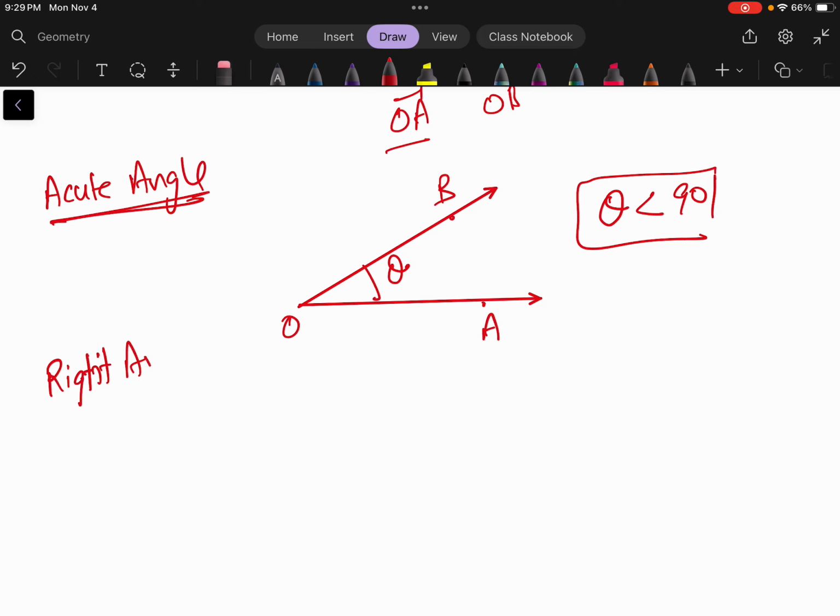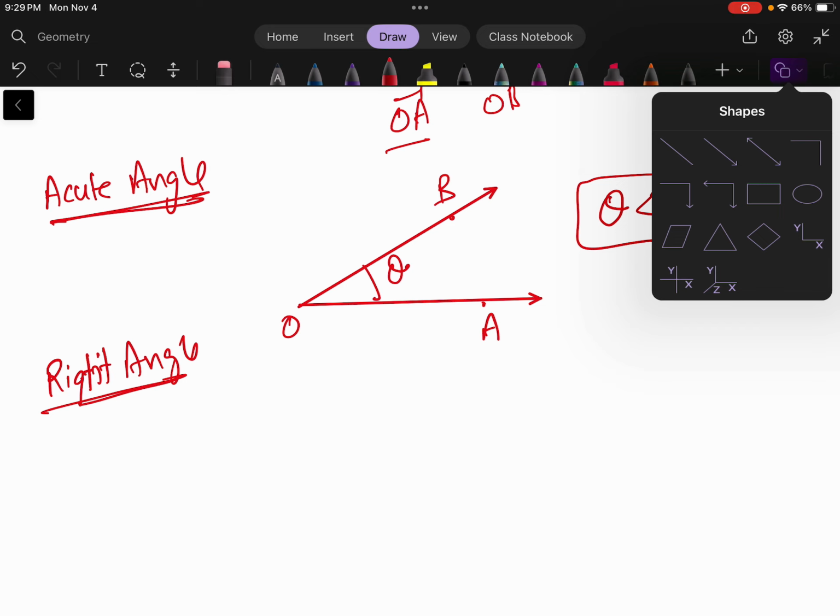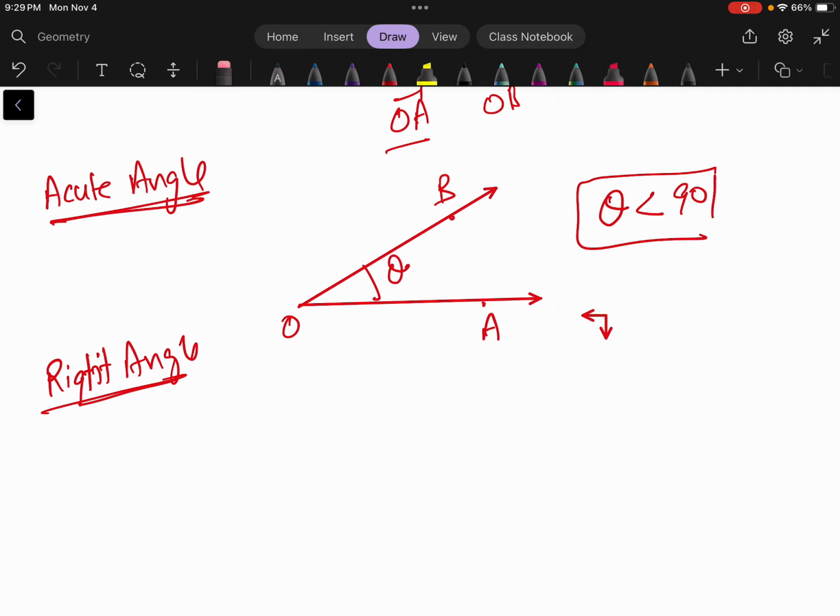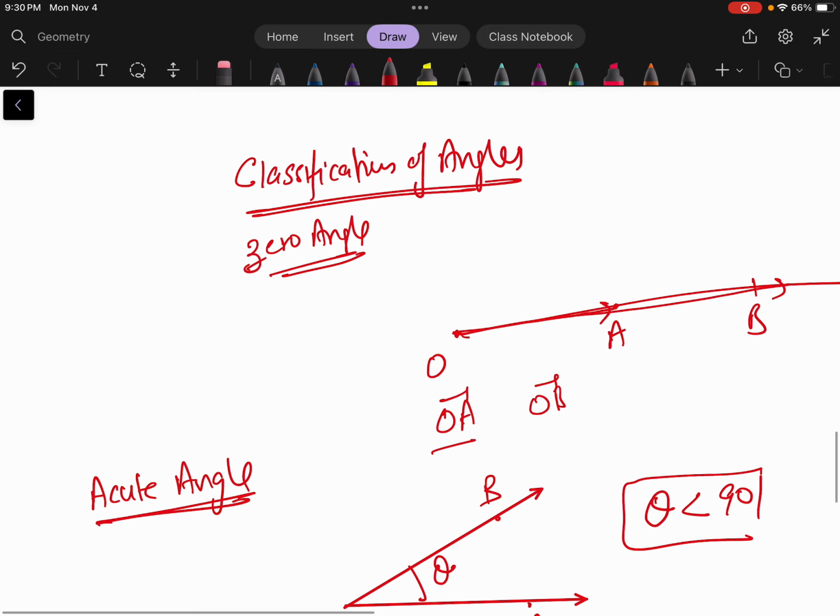Right angle means the angle is of 90 degree. Like this is the angle that is of 90 degree. This is A, this is B, and this is O. So this angle AOB is of 90 degree. So this is known as the right angle.